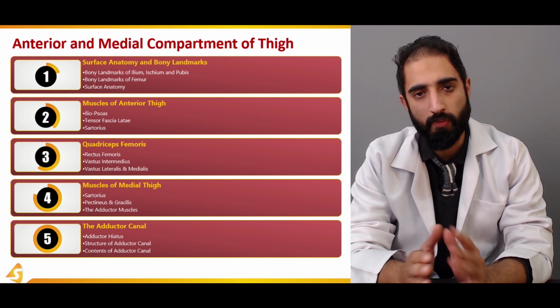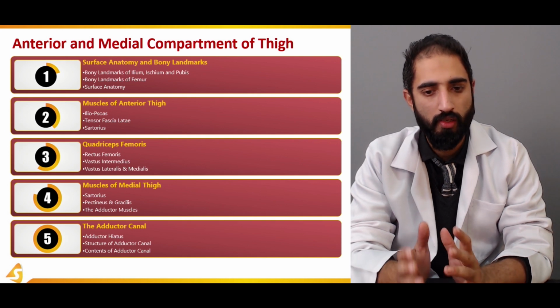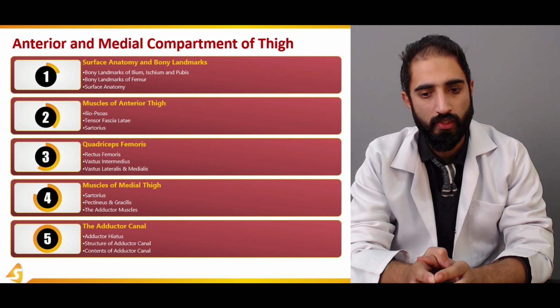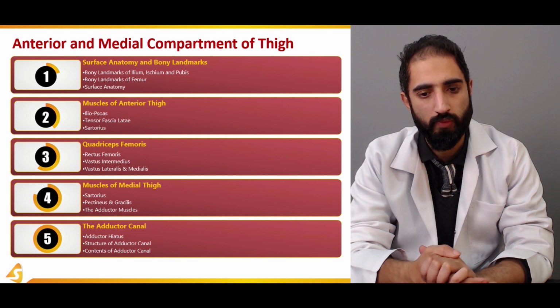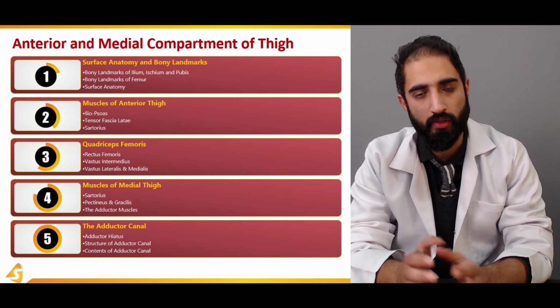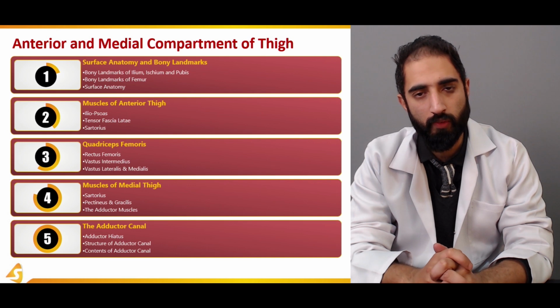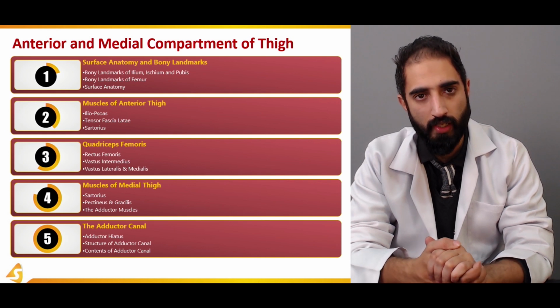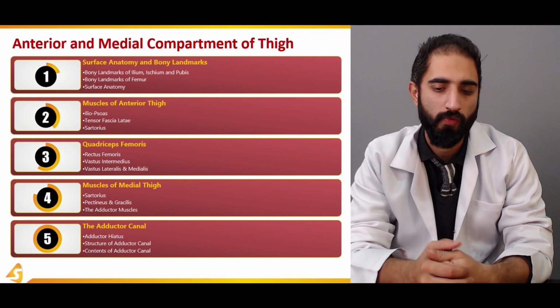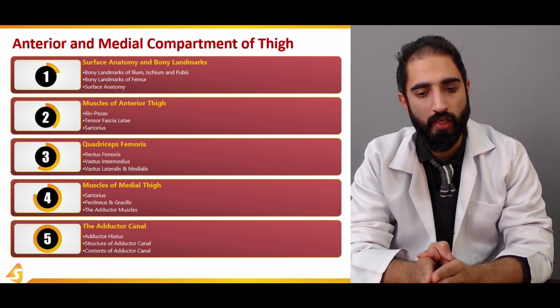Moving on, we're going to talk about the muscles on the medial aspect of the thigh, in which we're going to talk about the sartorius, pectineus, gracilis, adductor muscles, as well as the obturator externus. In the adductor canal, we are going to talk about the adductor hiatus and how the adductor canal is formed, especially talking about the structure of the adductor canal and the contents of the adductor canal.